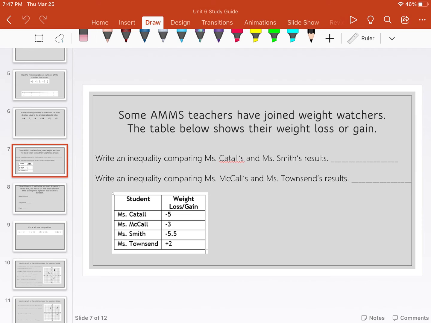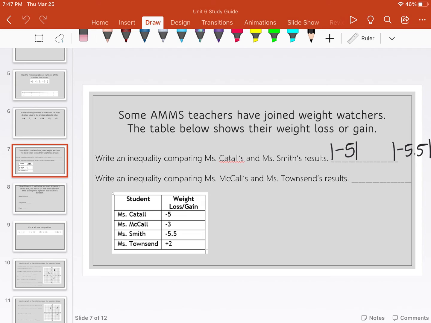All right, for this one, it says some AMMS teachers have joined Weight Watchers. The table below shows their weight loss or gain. So we are to write an inequality comparing Miss Cattell and Miss Smith's results. So if I look at Miss Cattell's results, she lost 5 pounds. So when we're comparing them though, remember we're going to be taking the absolute value of the results. So the absolute value of -5 is Miss Cattell, and then the absolute value of -5.5 would represent Miss Smith.